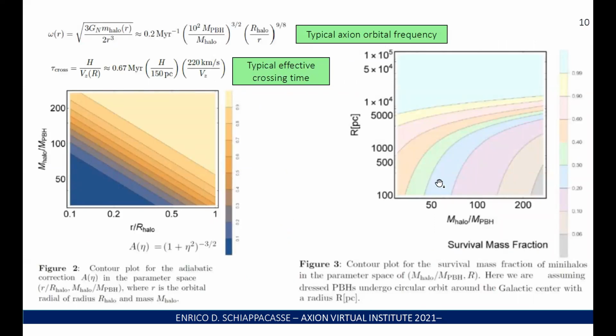This is the contour plot for the survival mass fraction in the parameter space of the minihalo mass in terms of the primordial black hole mass and the orbital radius. The survival mass fraction is defined as the ratio between the final minihalo mass and the initial minihalo mass before any disruptive effects are taken into account. We see that, for example, for a radius larger than 13 kiloparsecs, minihalos are totally safe from any source of disruption. But as the minihalo mass increases in terms of the central primordial black hole mass and the galactocentric radius decreases, the loss of mass of the minihalo increases.